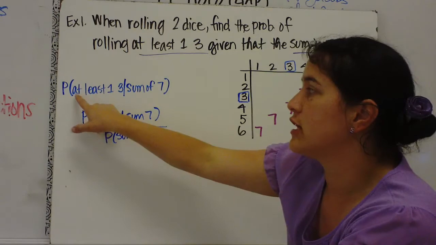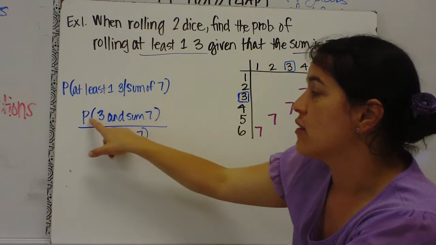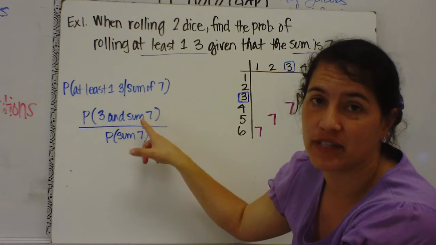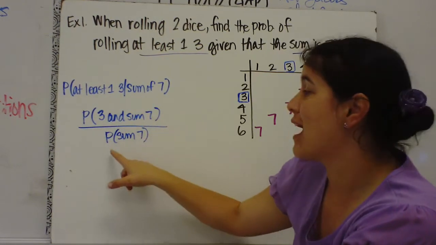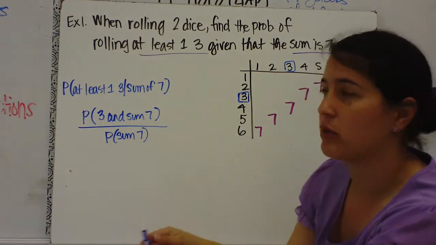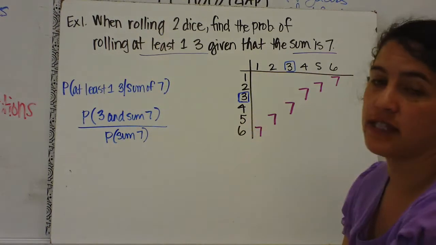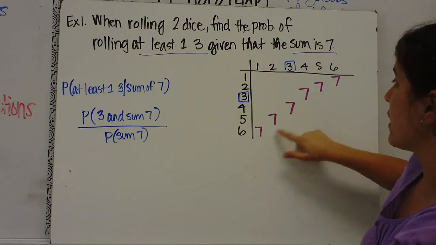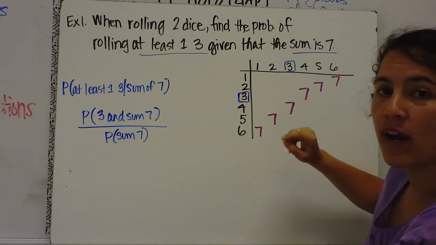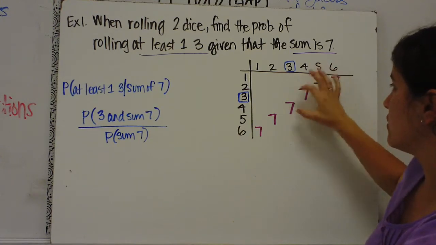To find the probability of at least one 3, given that the sum is 7, we need to find the probability of the intersection, a 3 and a sum of 7, divided by the probability of just the given part, the sum of 7. So let me show you what I'm talking about. The probability of a 3 and a sum of 7. You can see that we have 6 sevens, but the only time where there's at least one 3 is right here and right here.